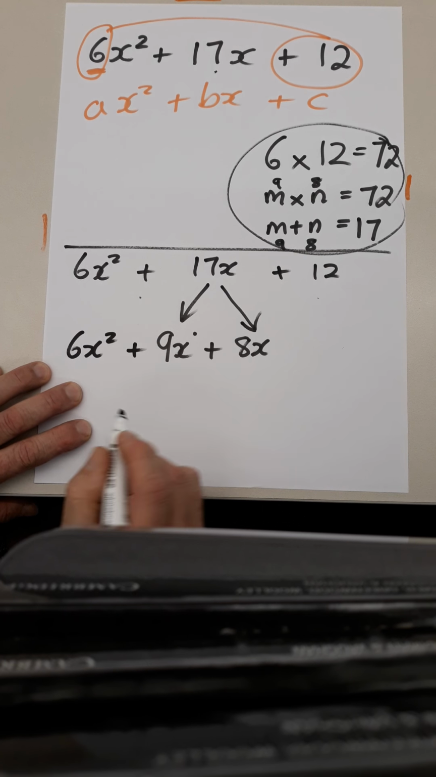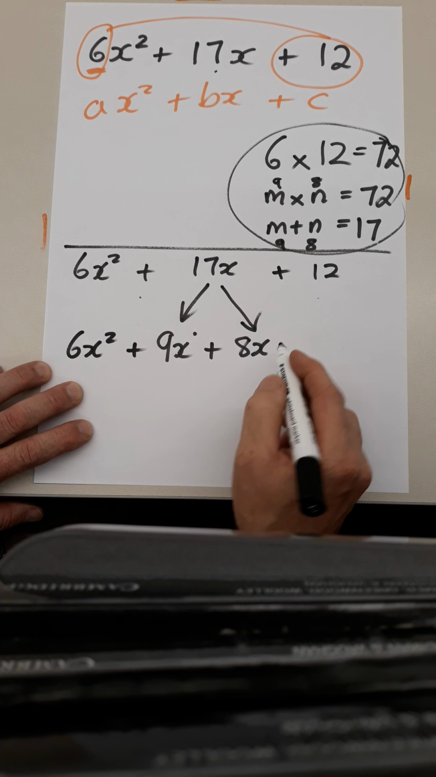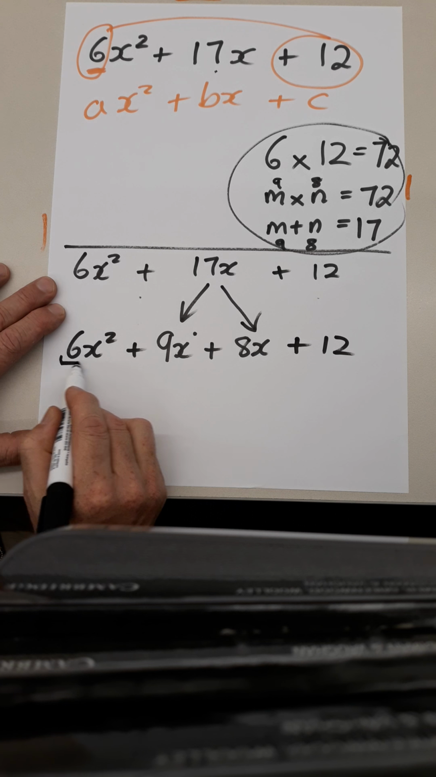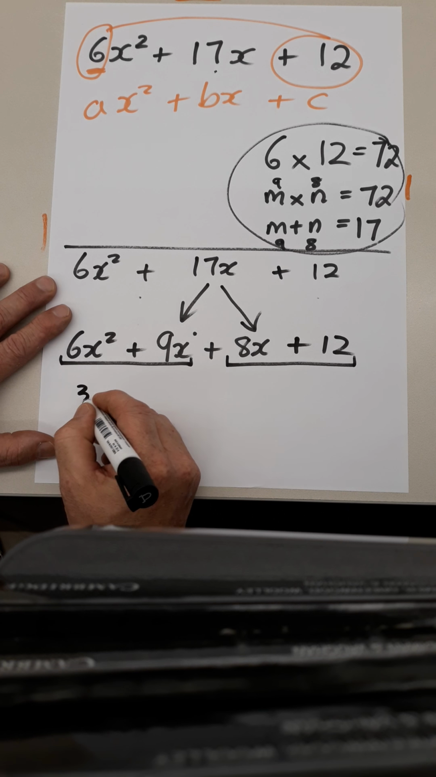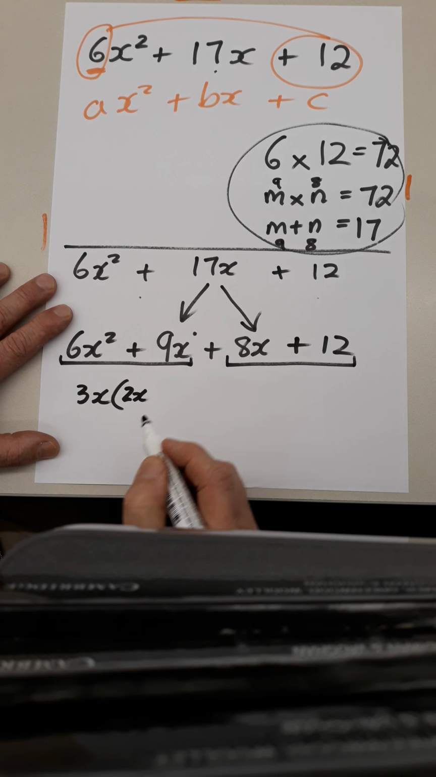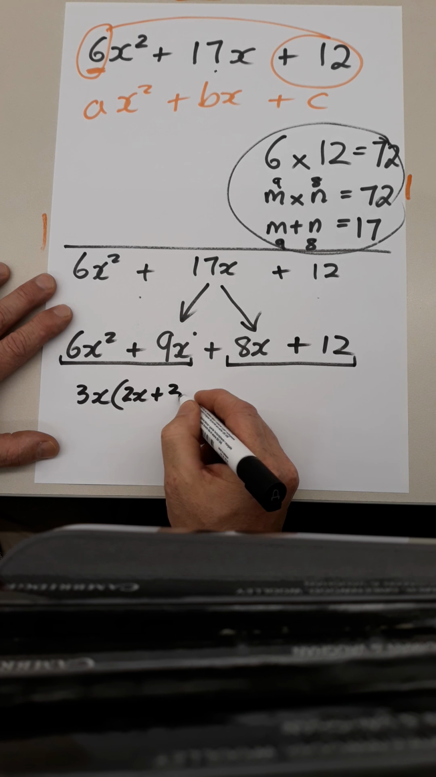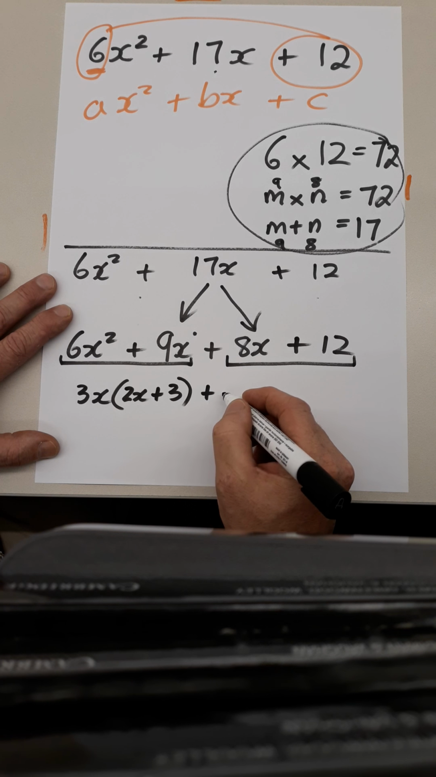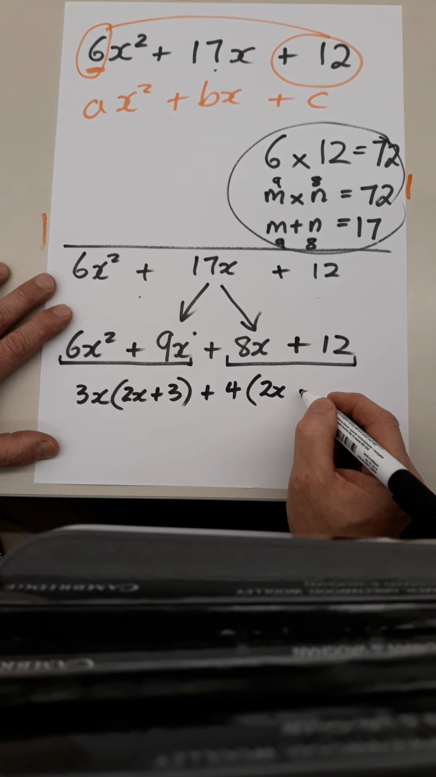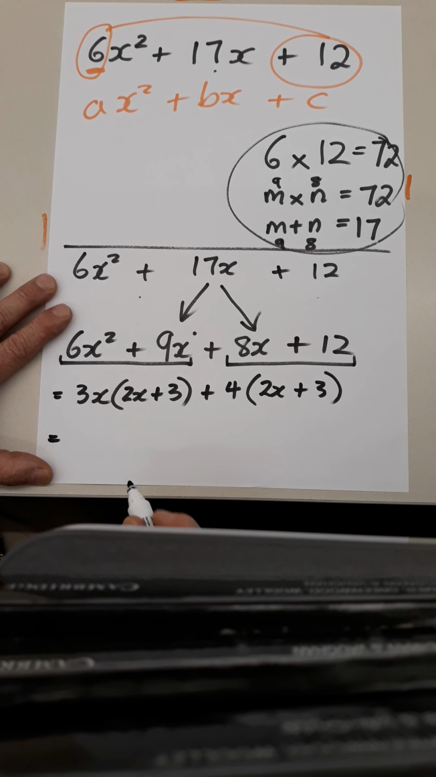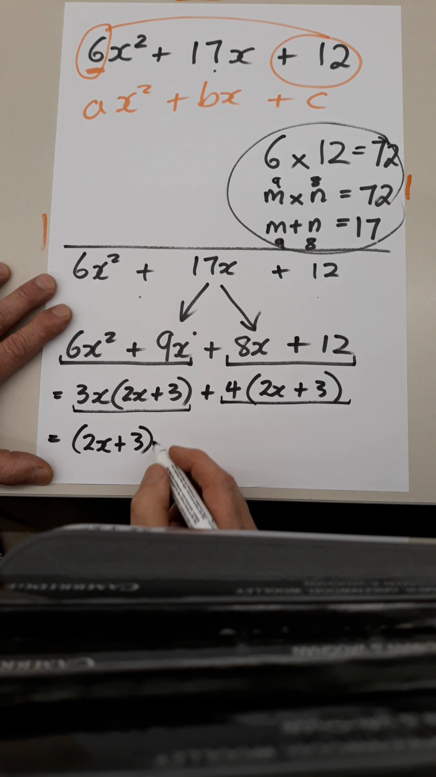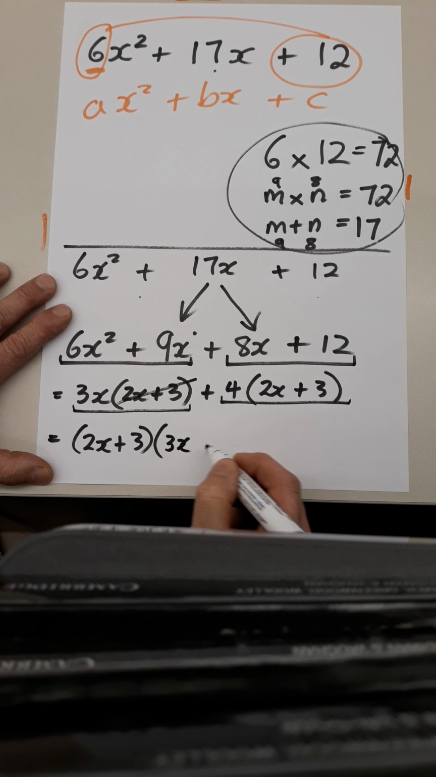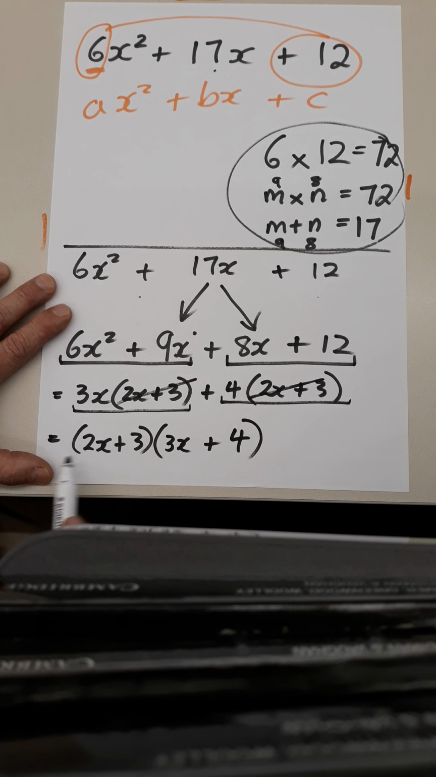So we now have 6x squared plus 9x plus 8x plus 12. And we use the method of grouping in pairs to factorise. So what goes into 6x squared and 9x? 3x. 3x times 2x is 6x squared. 3x times 3 is 9x. What goes into 8x and 12? 4. 4 times 2x is 8x. 4 times 3 is 12. In common to this first thing and second thing is 2x plus 3. Having used the 2x plus 3 up, we're left with 3x plus 4. So we factorised 6x squared plus 17x plus 12.